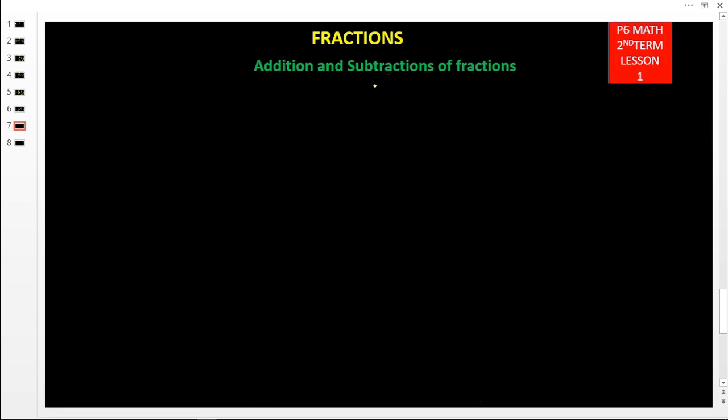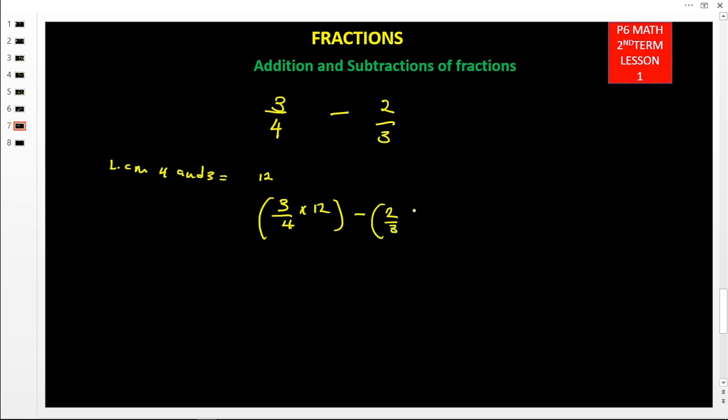Or we can also use the LCM. Here we are going to use the LCM when we are doing what? When we are doing a subtraction. So they can give us this one, 3 quarters minus, please space your work, minus 2 thirds. So we are using the LCM method. LCM of 4 and 3 is going to be 12.